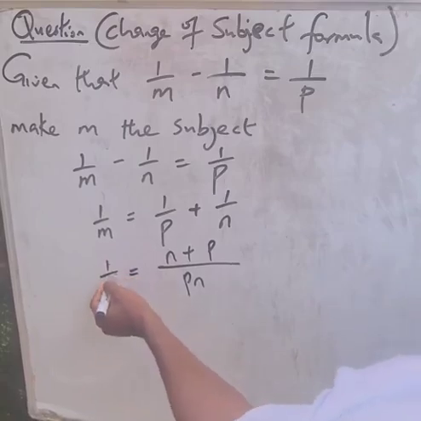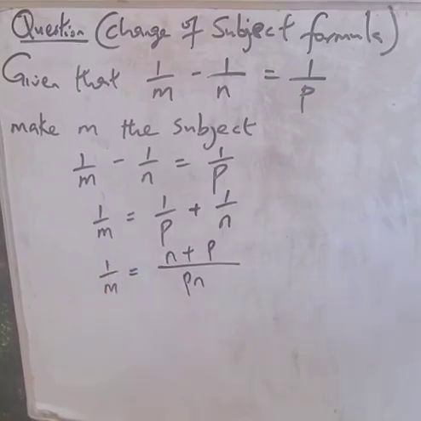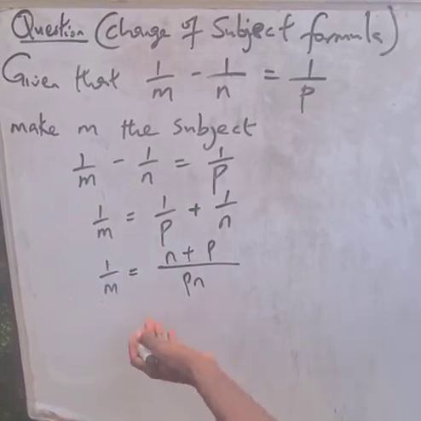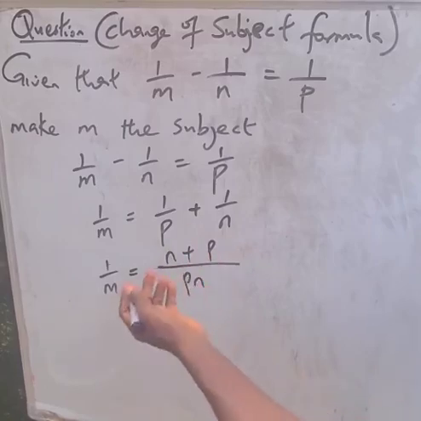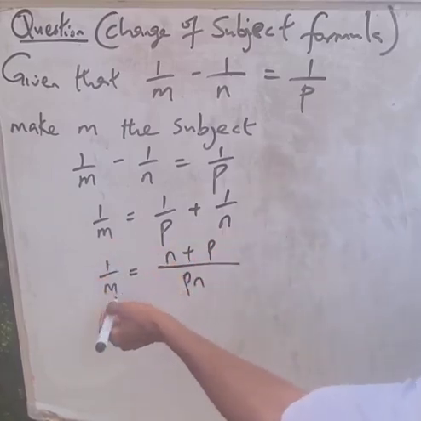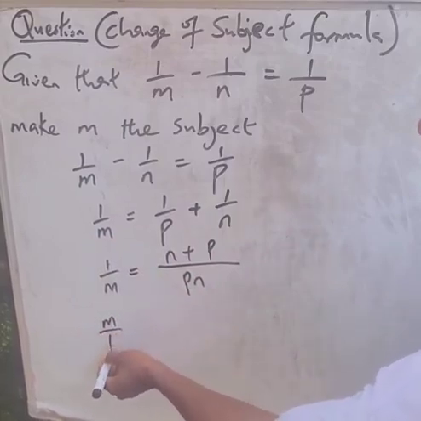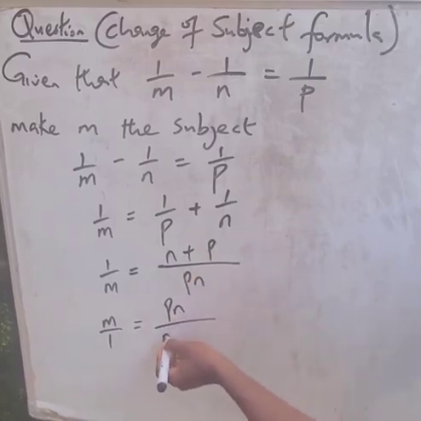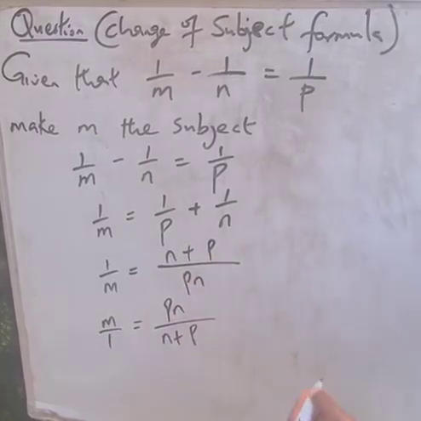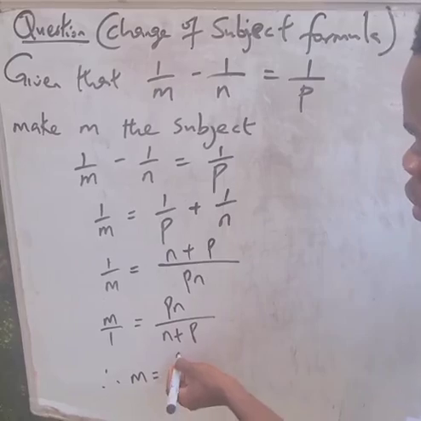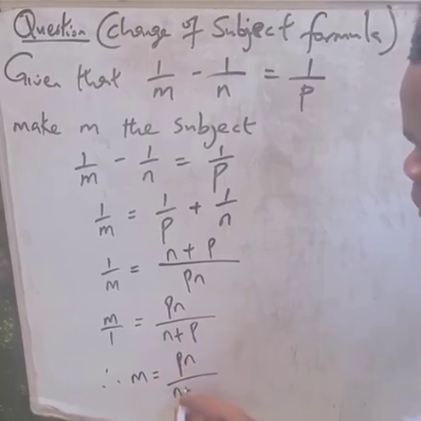So this is equal to 1 over m. But you want to get just m. You want m alone. So what you need to do is take the reciprocal, like turn this upside down. If you turn this upside down, you have m over 1, which equals, turn this upside down, pn over n plus p. Therefore, m is equal to pn all over n plus p.